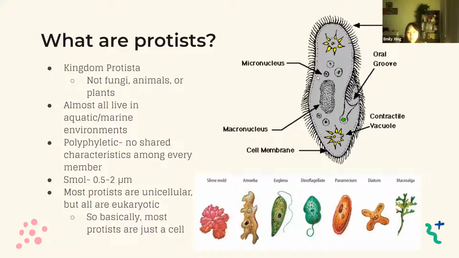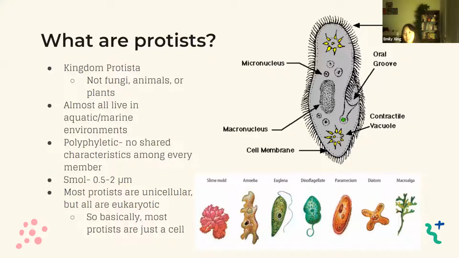So we have a special term for being a trash group. It's called polyphyletic. That means that there are no shared characteristics among every member of this group. If there were shared characteristics, kingdom Animalia would be a monophyletic group. But polyphyletic is a bunch of different sources. Monophyletic, everyone has some aspect that is shared. So I don't know. Okay, yeah.